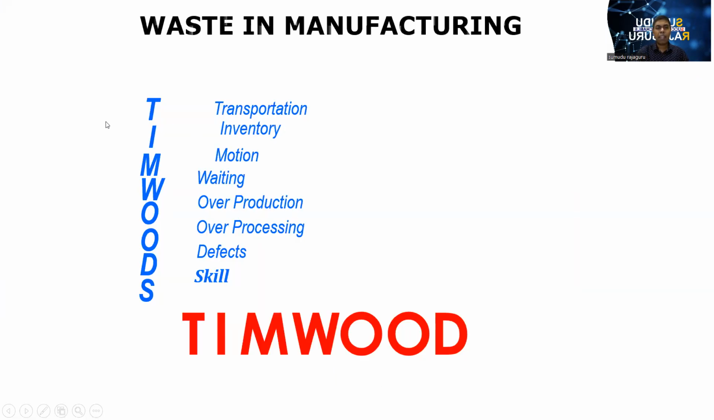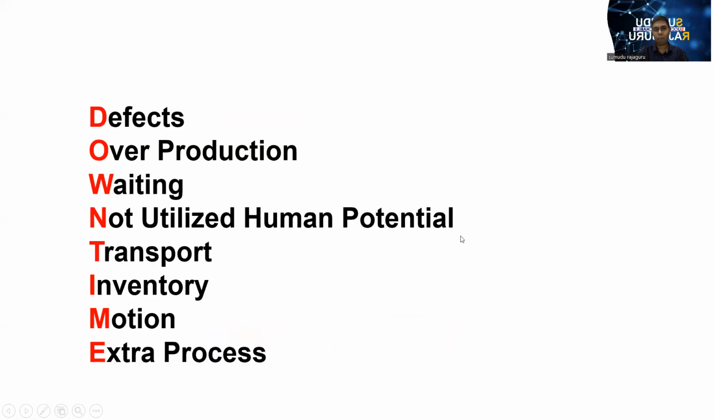So the 8 types of wastes we can remember like this. T, transportation, I, inventory, M, motion, W, waiting, O, overproduction, overprocessing, defects, skill. Then the word comes like Tim Woods. It should be Woods, Tim Woods. So by keeping in mind the word Tim Woods, we can remember the wastes.